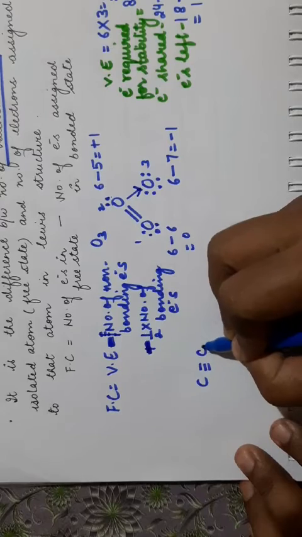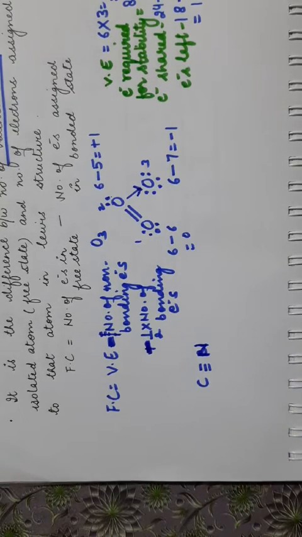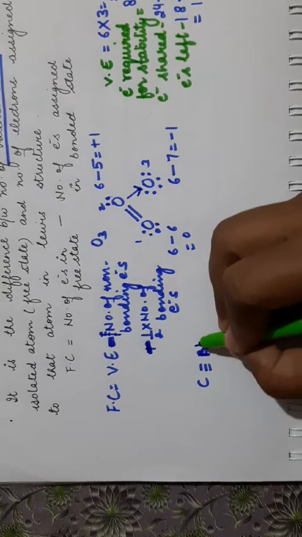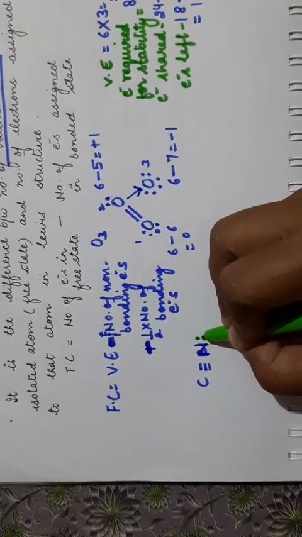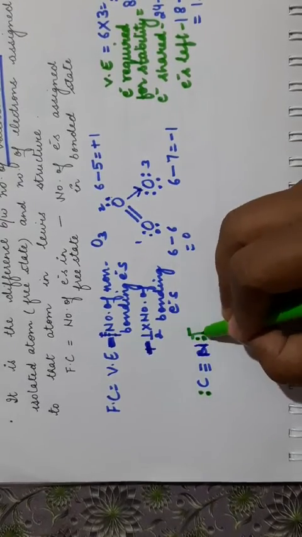We will take an ion CN. Clear? Now here nitrogen has, actually this is the structure.